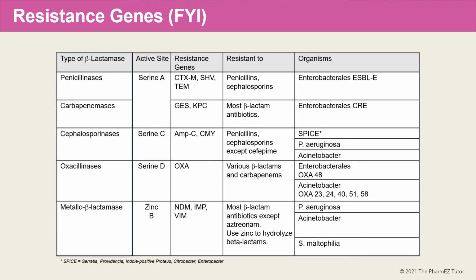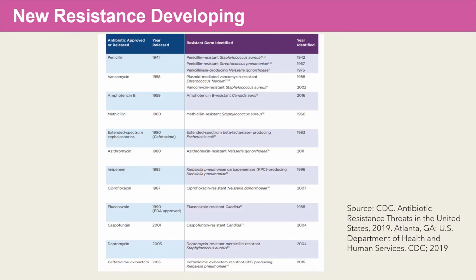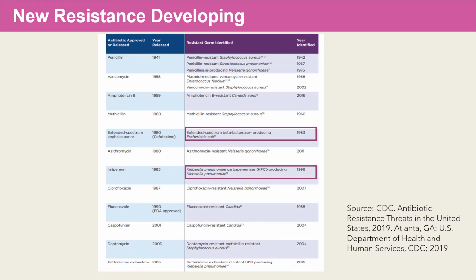I've provided a list of common beta-lactamases that multidrug resistant organisms produce. This is for your information. Sometimes specific resistant bacteria are known by their genetic name, which can be seen in the third column. Based on the resistance genes, you can predict which antibiotics the bacteria will be resistant to. In addition to MRSA and VRE, the CDC now recognizes the development of ESBLs in 1983 and CRE-KPC in 1996.